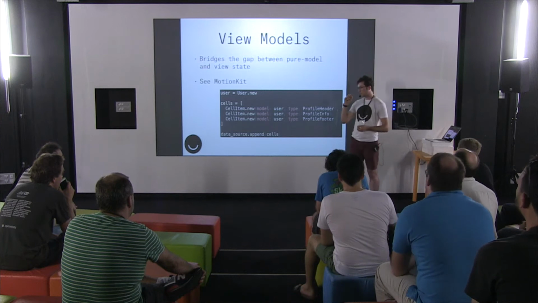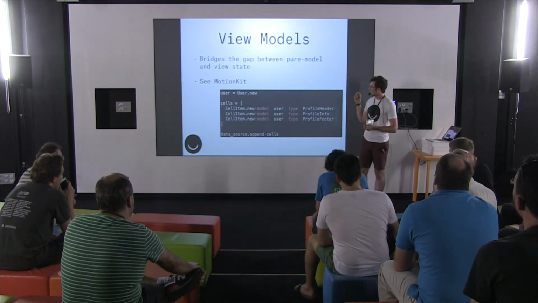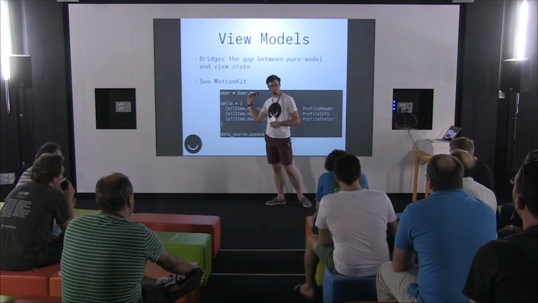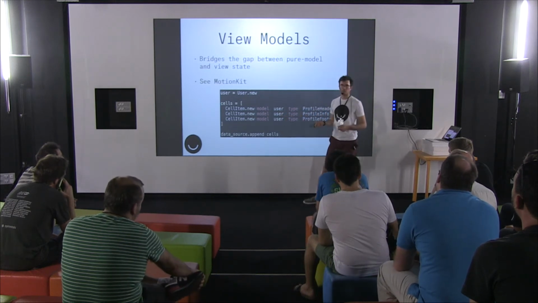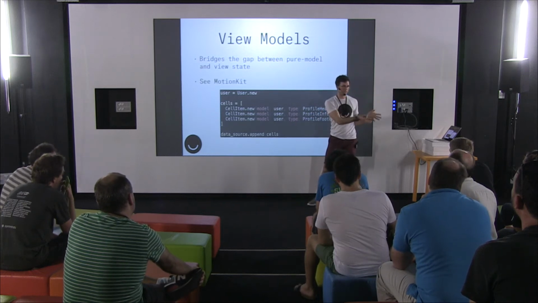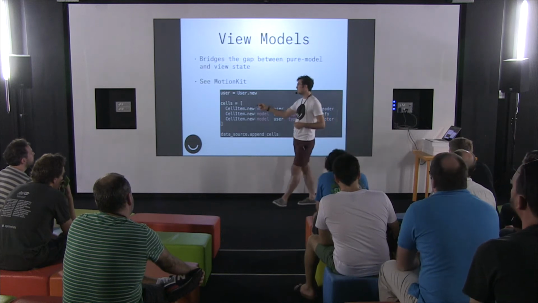View model layer. So a motion kit is a view model layer. And basically what you're doing is you get some models in, they're traditional models, and you don't hand those to the view. The view's not ready for them. A view doesn't know what a user is. That's your land, right? That's app land. What you hand to the view is a view model.